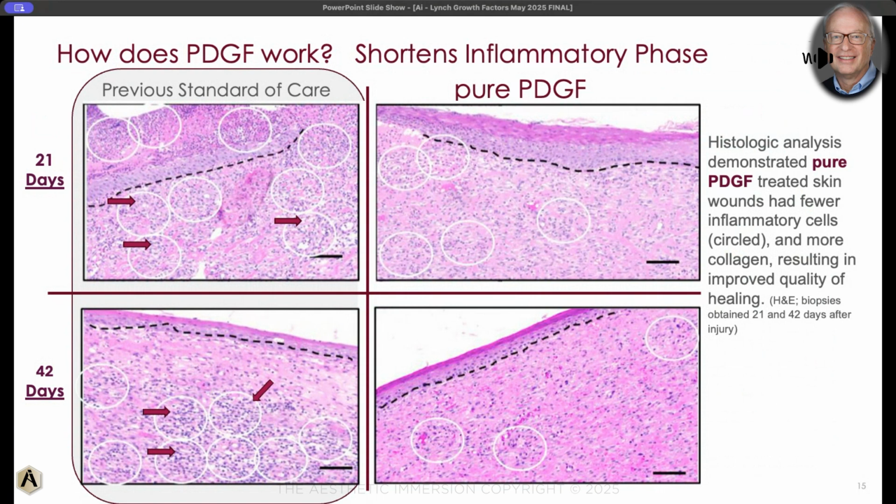And you can see there's many at 3 weeks, and then particularly at 6 weeks, there's much less inflammation, many fewer inflammatory cells in the skin. And by 6 weeks, right, all that dark pink material, that's all new collagen and extracellular matrix. Whereas on the control side, it's still a bunch of inflammatory cells in there.